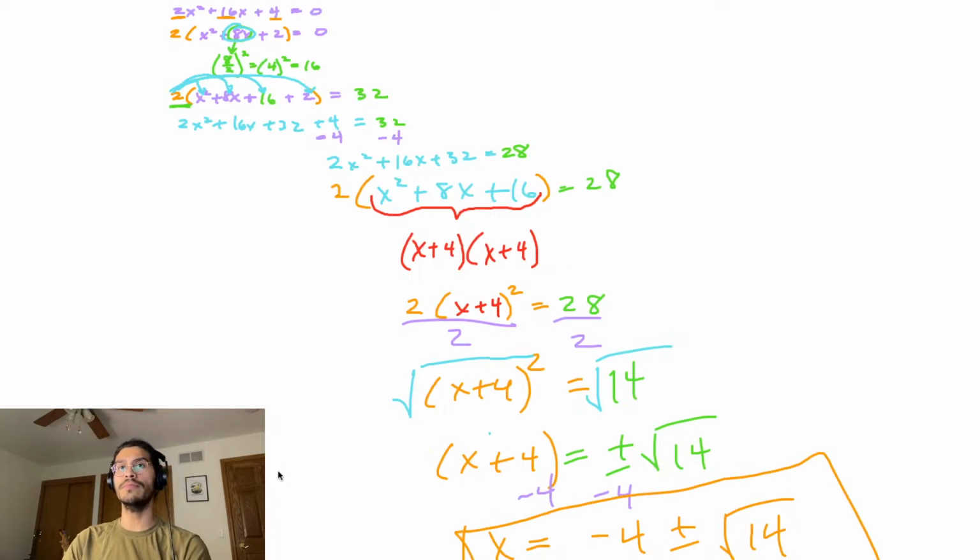Awesome. So those are 2 examples of how to complete the square. One with a coefficient in front of your leading x squared term, the other with just the x squared term.